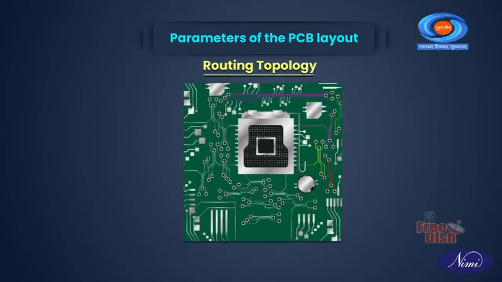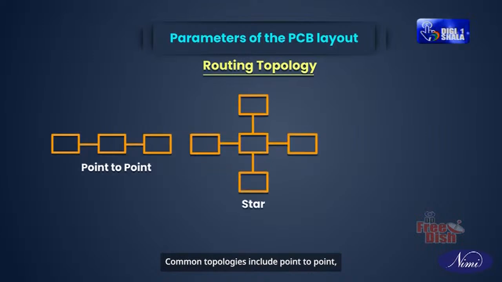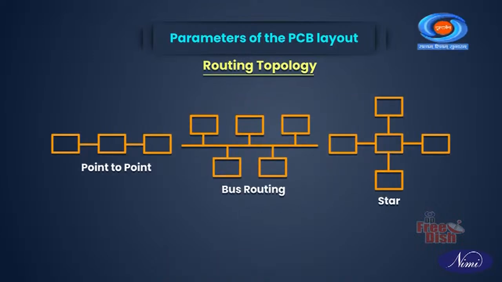Routing topology. It means arranging and connecting traces on the PCB. Common topologies include point-to-point, star, and bus routing, each with advantages in terms of signal integrity.